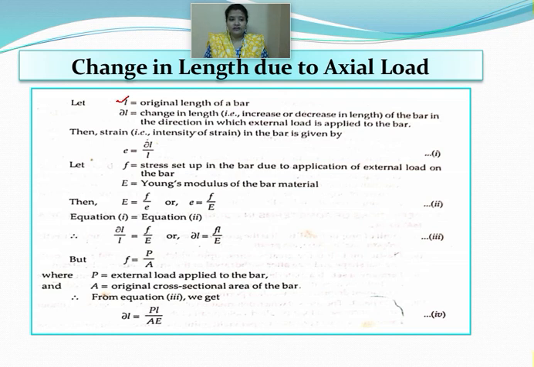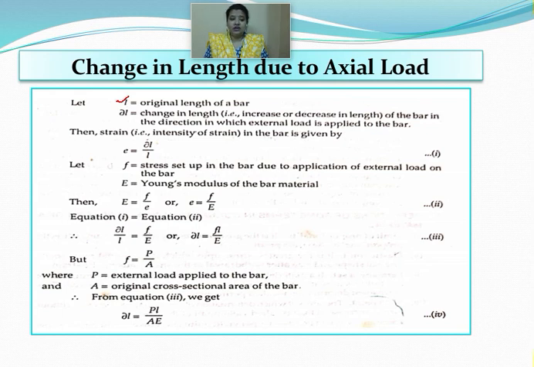First of all, I have already told what you mean by stress. Stress means you are applying some sort of load over some particular area of that object. So I can say from there that stress is the ratio of the applied load per unit area. So stress is load per area, isn't it?